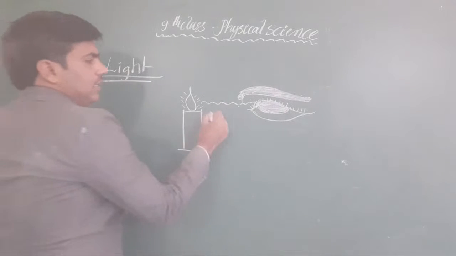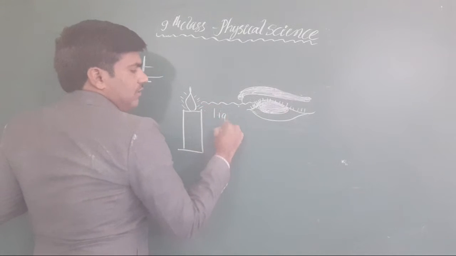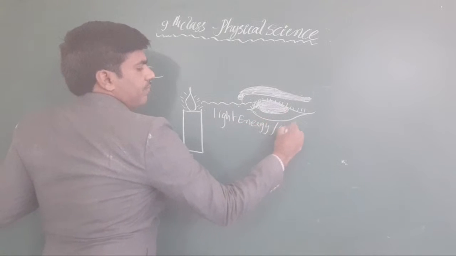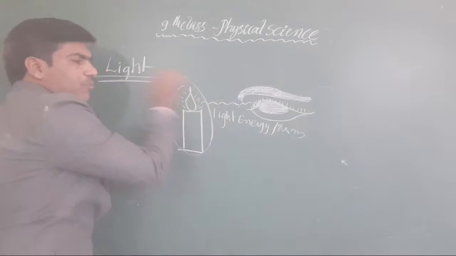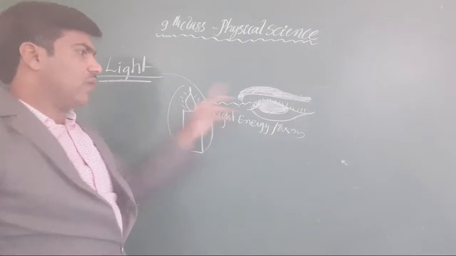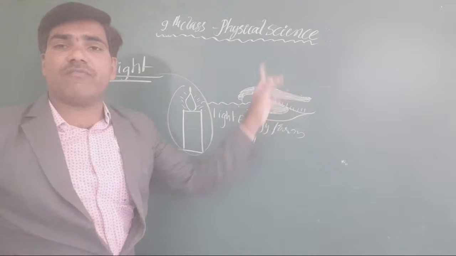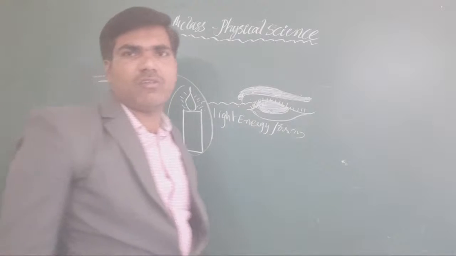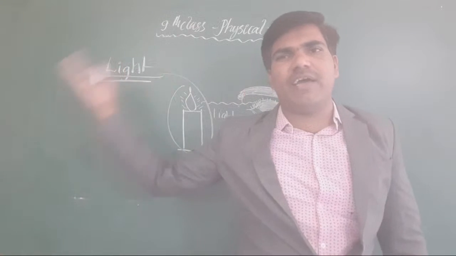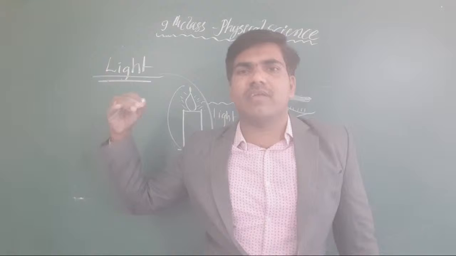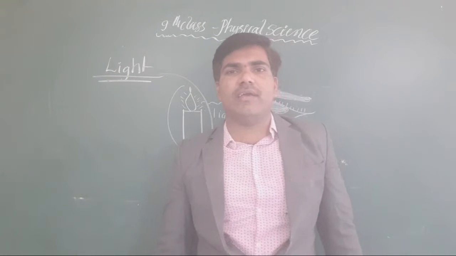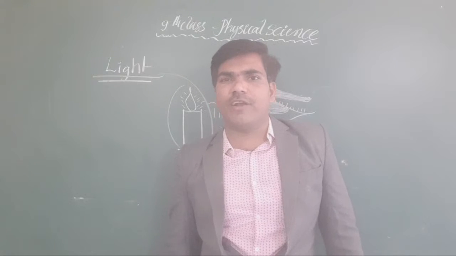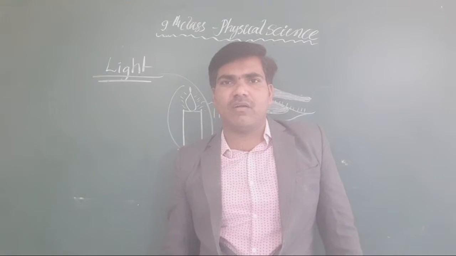Light is an energy form. Where does it come from? It comes from luminous bodies only. It falls on our retina, and then it gives us the sense of vision. Got it, all the students? Where does the light come from? Compulsorily from a luminous body only. Now, a body may be luminous or illuminated.